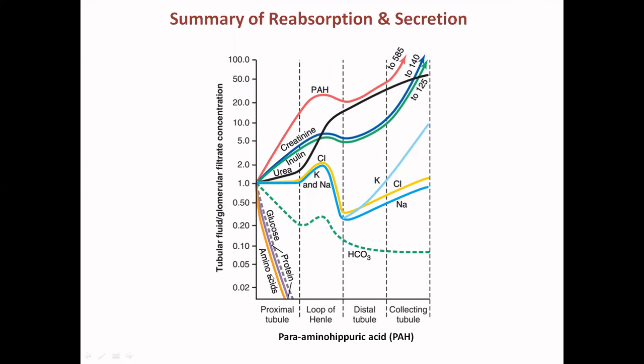And in summary, this is the proximal convoluted tubule, the loop of Henle, the distal tubule, and the collecting tubule. You see glucose, protein, amino acids, whatever we need. In a normal healthy person, these are not found in the urine. They all get reabsorbed in the proximal convoluted tubule 100%. If you find any of these in the urine, this is a disease or abnormal situation. And the para-aminohippuric acid, its secretion increases.